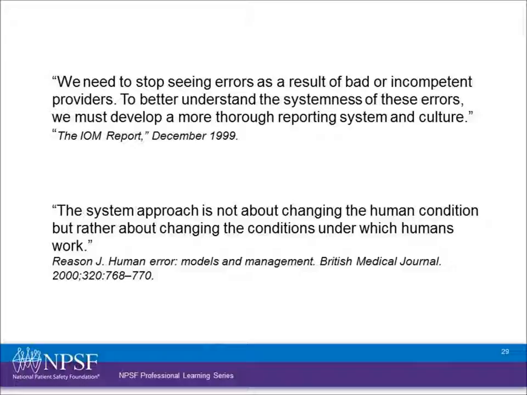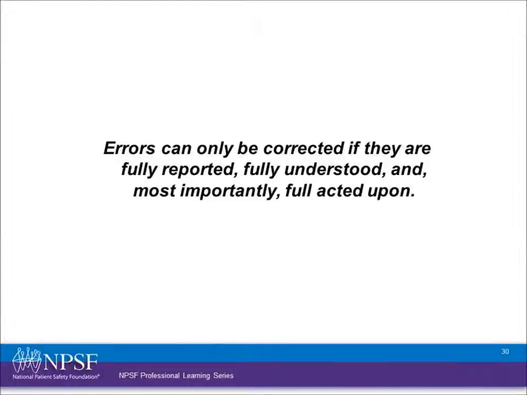I think James Reason also said the systems approach is not about changing the human condition, but rather about changing the conditions under which humans work. And again, I think that really is a great guiding principle for how we design systems and structures to get to the root cause of error and to create the appropriate fixes. I would add that errors can only be corrected if they are fully reported, fully understood, and most importantly, fully acted upon. With that, I've concluded this lecture.